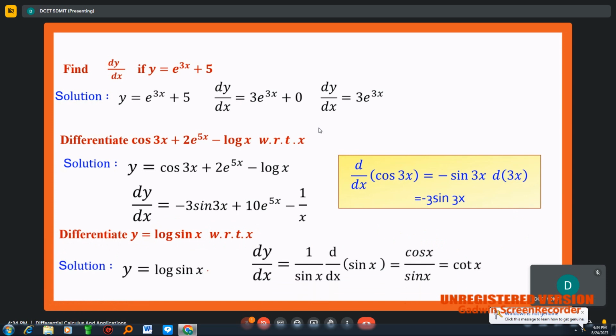Okay, see here, y is log sin x. Differentiation of log sin x is 1 by sin x into differentiation of sin x. What is the differentiation of sin x? It is cos x. Cos x divided by sin x is equal to cot x. Okay, clear this one? Followed all of you? Yes.